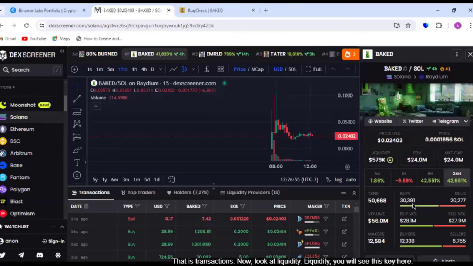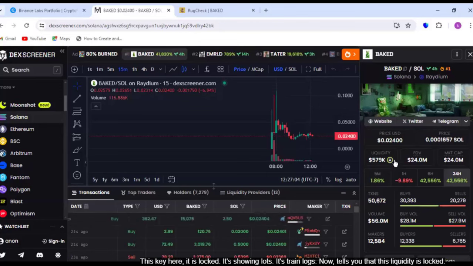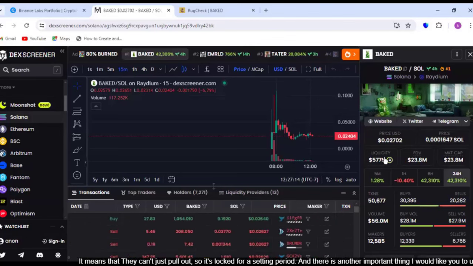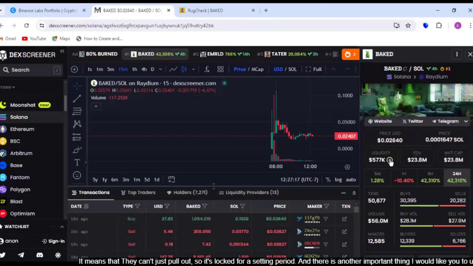That is transactions. Now, look at liquidity. Liquidity, you will see this key here. This key here, it is locked. It's showing locked. Now, it tells you that this liquidity is locked. It means that they can't just pull out liquidity. So it's locked for a certain period.